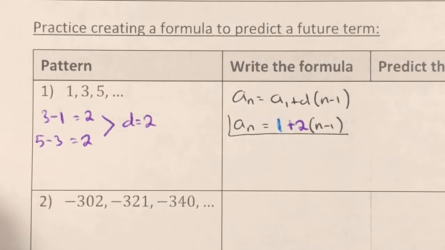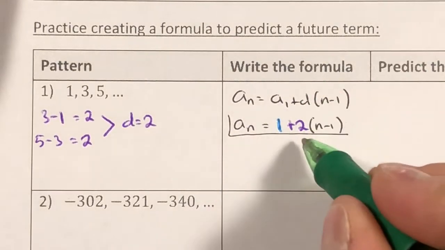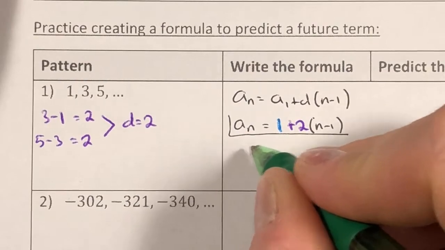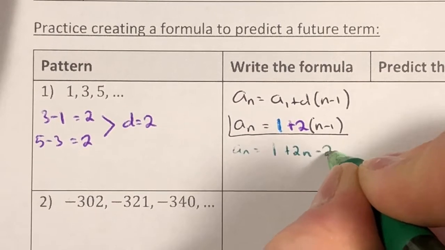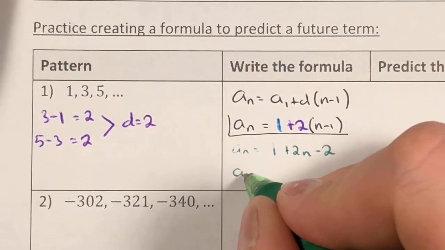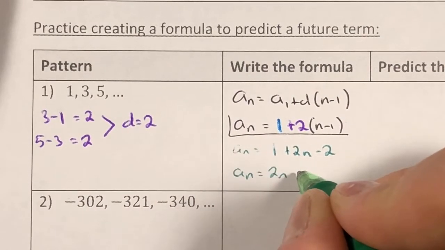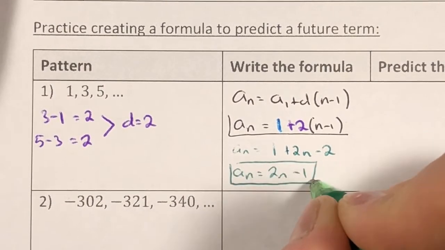Now, this is a formula. We don't necessarily need to simplify it, but if you wanted to go ahead and simplify it, let's do that in green. So the simplified formula would be to distribute this 2, and I would get a_n equals 1 plus 2n minus 2, and then combine these two terms on the outer edges. So a_n would be 2n minus 1. And this would be the fully simplified formula.